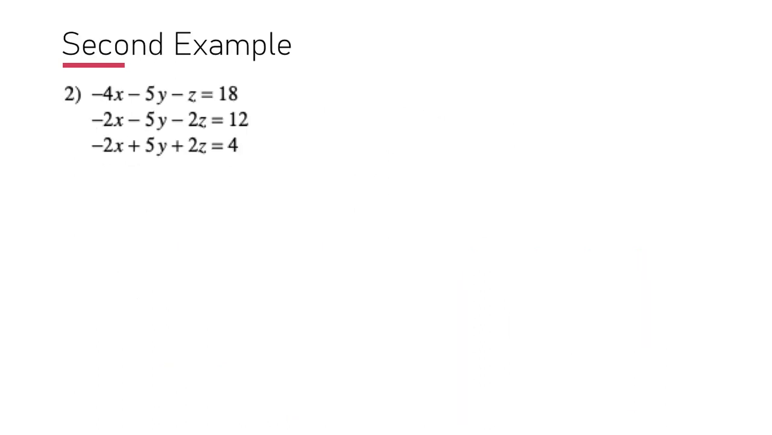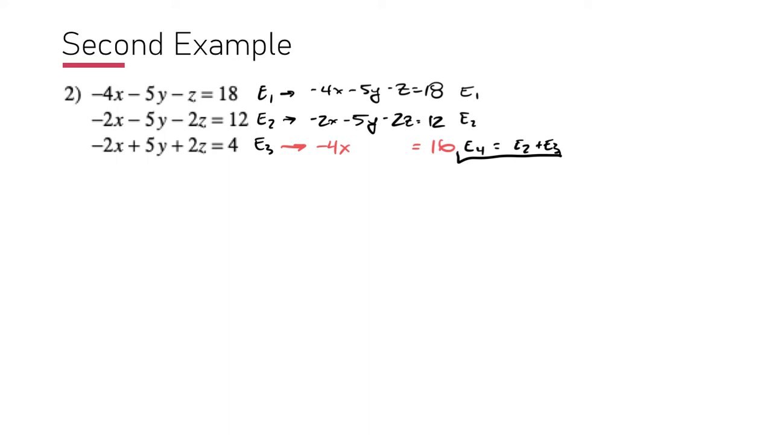There's going to be less explanation and more writing on this one, so just pause as you take notes so you can follow along with the steps. I didn't change equation 1 or 2, so I just wrote them in black. I changed equation 3. I added equation 2 to equation 3 to get a new equation, number 4. So when you add these together, you get negative 4x. These cancel, and you get 16.